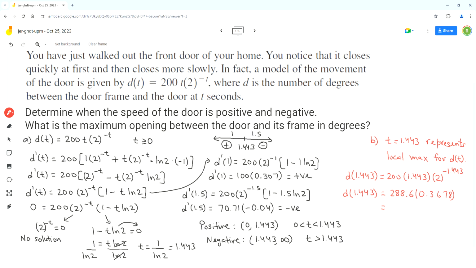So I got 106.15, and the unit is degrees. So this is the maximum opening between the door and its frame in degrees. This should be the final answer for part B. These are the steps you have to keep in mind to solve a problem like this one.